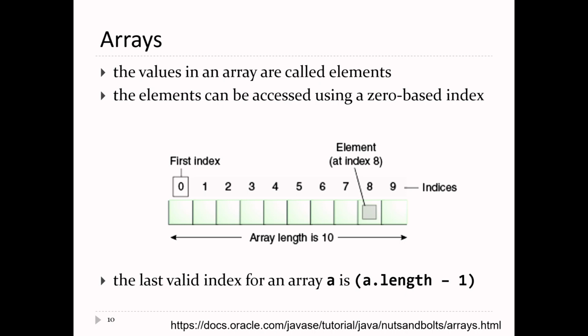The values in the array are called elements. Just like in C, they are zero-based indexes. No negative indexes are allowed. So if you have an array of length 10, then the last valid index is 10 minus 1. So you can use the indexes 0 through 9. You can always ask the array what the last valid index is. It's always the length of the array minus 1.